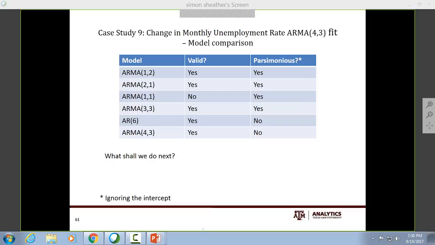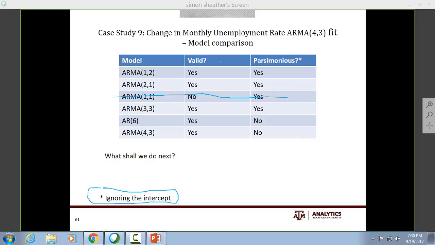So let me be clear. I could have refit everything without an intercept. I'm old-fashioned. The intercept makes everything more stable, so I'm just leaving it in. It won't change anything because it's common to all models. So we can say ARMA 1,1. We are not going to go any further with that because it's not valid. Is everybody happy with my decision? Yes.